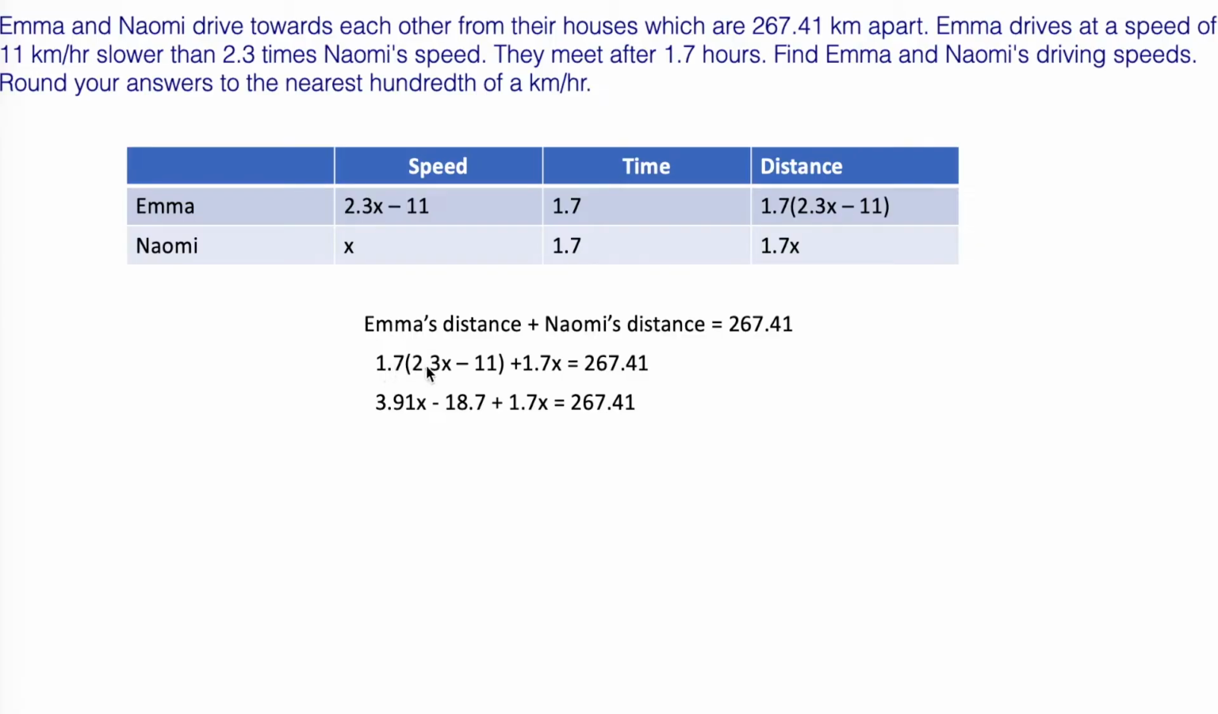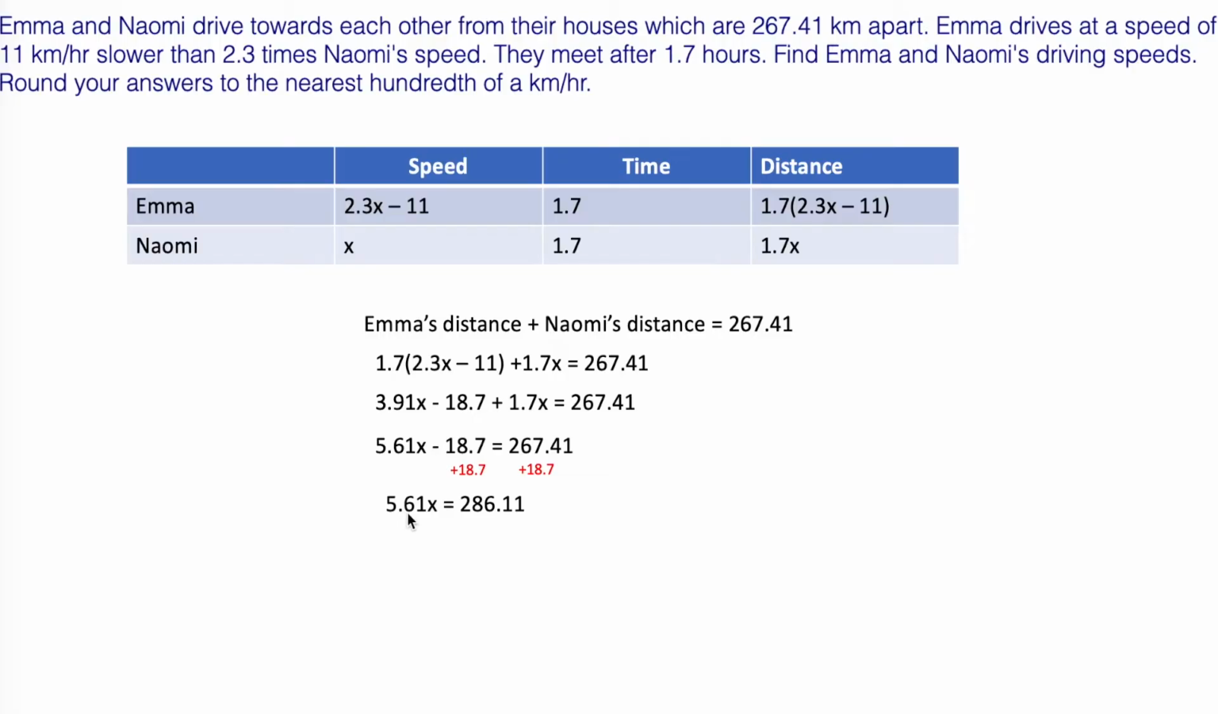That's 1.7 times 2.3 is 3.91. 1.7 times the 11 is 18.7. I am going to add my like terms, so I'm going to add the 3.91 to the 1.7, and that gives us 5.61x. I want to get rid of this 18.7 to get all my x's alone, so I'm going to add 18.7 to both sides. The 267.41 plus the 18.7 is 286.11. Then I want to get my x all alone.